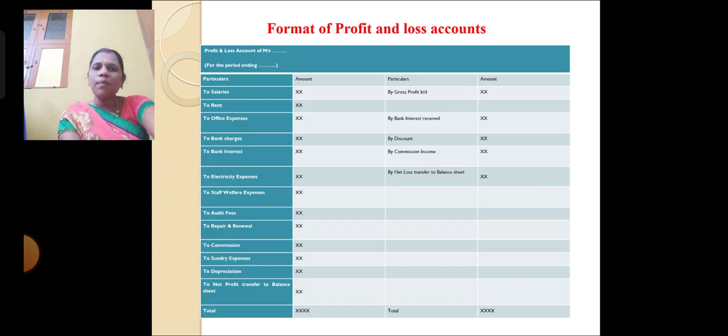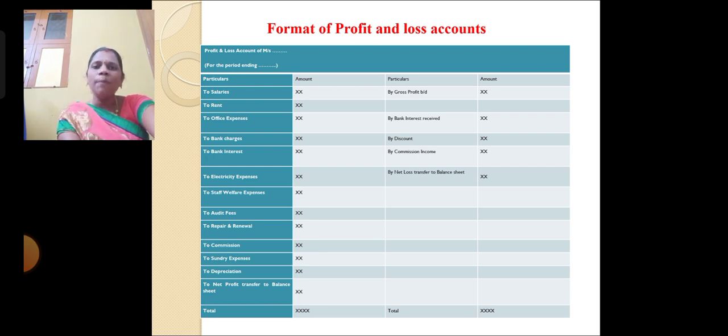Next, we discuss the format of the profit and loss account. On the debit side of the profit and loss account, the following items occur: to salary, rent, discount allowed, commission, bad debts, depreciation, selling and distribution, advertising. All the indirect expenses occur on the debit side of the profit and loss account.